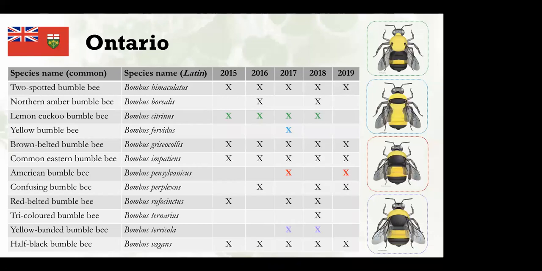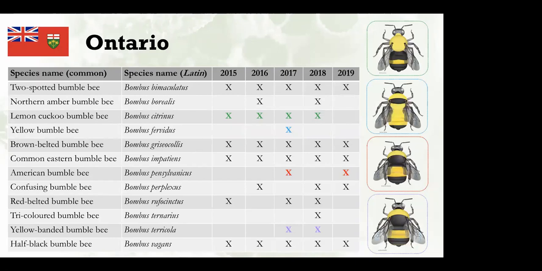Our dedicated volunteers get better and better from year to year, and they do a fabulous job surveying for bumblebees. In the 4 years that we've run programs in Ontario, volunteers have recorded 12 species, four of which are either rare, like the lemon cuckoo here in green at the top and with the green X's, or are considered at risk, like the other three: the yellow bumblebee here in blue, the American in red, and the yellow-banded in purple. These records, of course, depend on which programs are running in a given year because each species has a different range across the province.